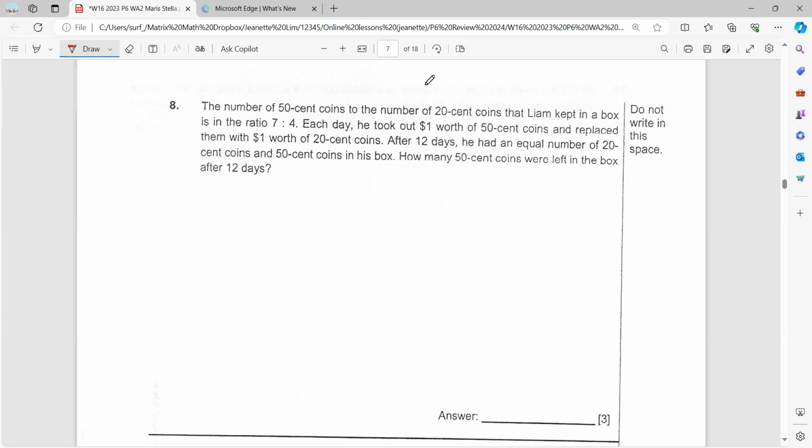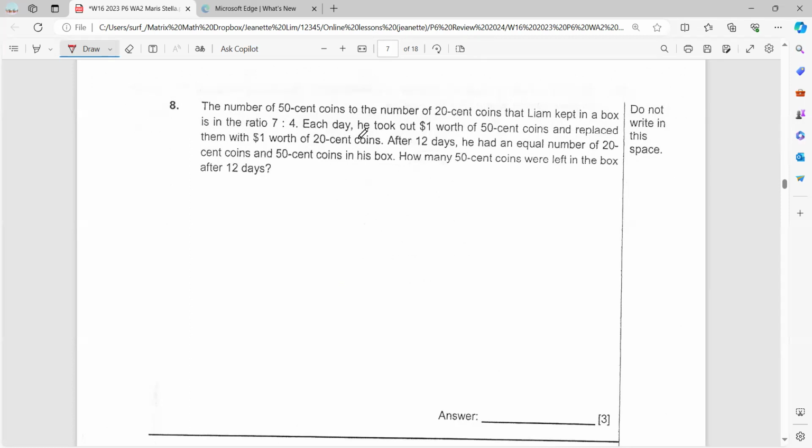Right, okay. So at first, we have the number of coins, which is 7 to 4. We have the ratio of the number of coins. So every day, he's going to take out $1 worth of 50-cent coins and then replace it with $1 worth of 20-cent coins. So in this case, we understand that the value doesn't change, but the number of coins will change, okay? Because one is a 50-cent coin, one is a 20-cent coin. They would have an unequal number of coins being removed and added, in order to add up to the same value.